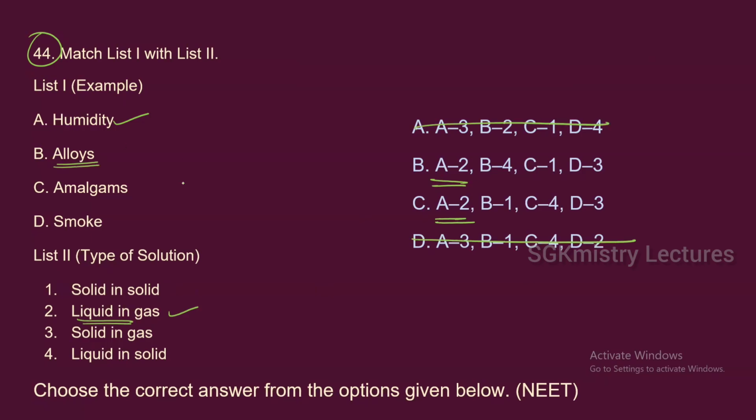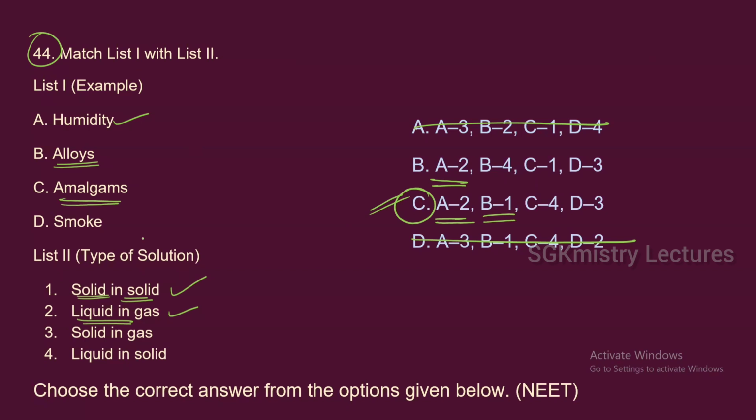Next, alloys. Alloys are also called solid solutions. So both are in the solid state. We have examples like stainless steel, brass, or bronze. All these are alloys, which are solutions of solids. So solid in solid. So for B, we have 1. So we already have the answer, that is option C.